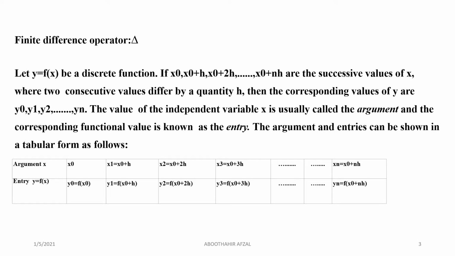The values of x are available at these discrete points. When two consecutive values differ by a quantity h, then the corresponding values of y are y0, y1, y2, etc. up to yn. The value of the independent variable x is usually called the argument and the corresponding functional value is called the entry. The argument and entries can be shown in a tabular form.